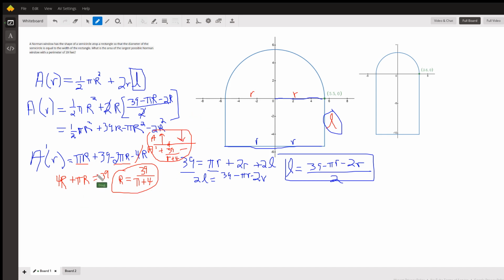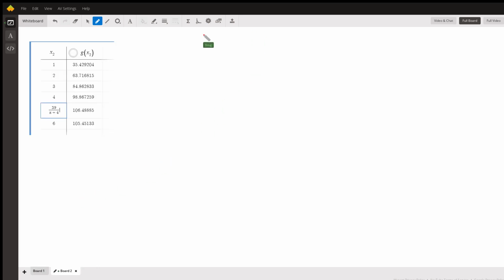Now, what is that relative maximum? They ask the question, what is the area of the largest possible window? So here's a table from Desmos where g is that A of r function, and this x of 2 is really r. And here I put in 39 over pi plus 4 into that A function. And it looks like when we get to there, there's the maximum area. You can see how it's increasing as we go from here to here, and then it starts decreasing again. So that's your maximum area right there.